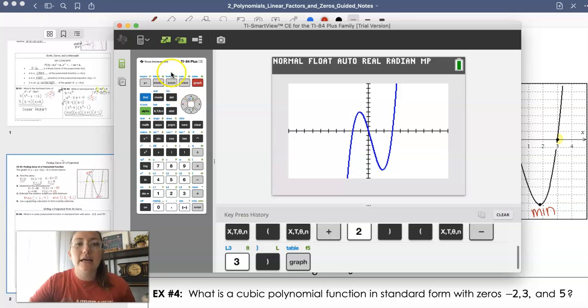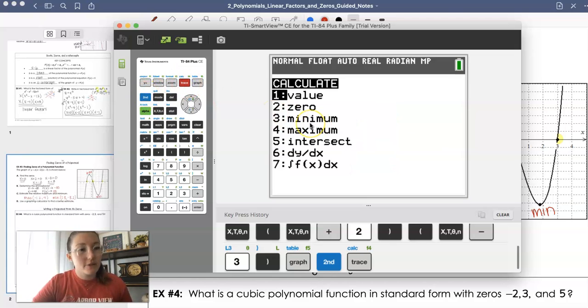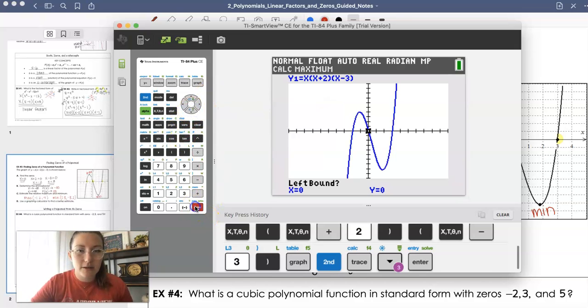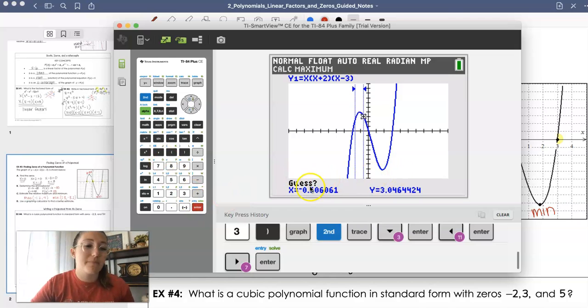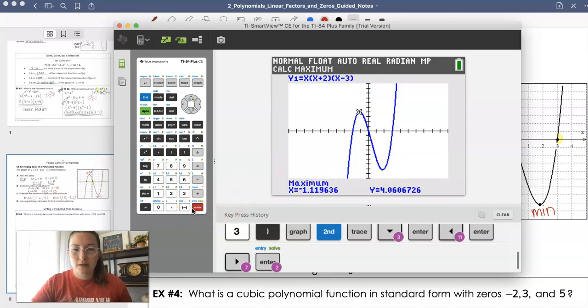Okay, so we want to calculate something on our graph. If you notice above the trace button, there's calculate. So we hit second trace, and there are options that say minimum, maximum. We'll do our max first. It asks, are you to the left of the max? Take your cursor to the left side of the max, maybe right here, and push enter. Now it asks, are you on the right side of it? Move your cursor to the right and press enter. Those two lines should be around your maximum. It asks you to guess; press enter. And then it gives me this maximum right here.